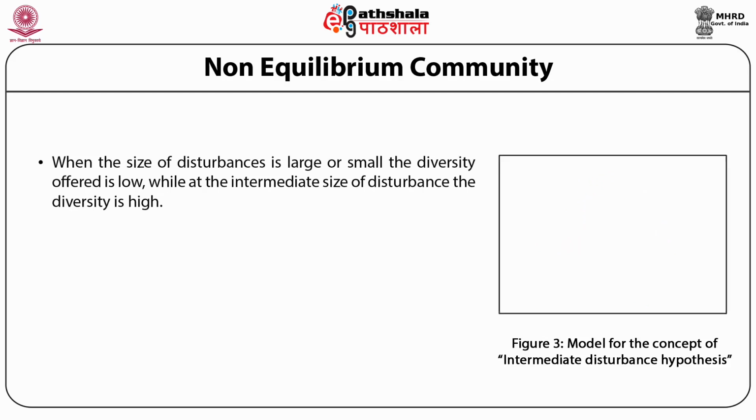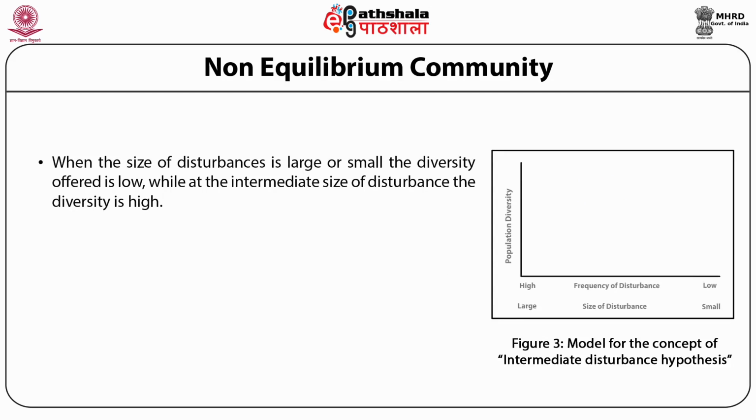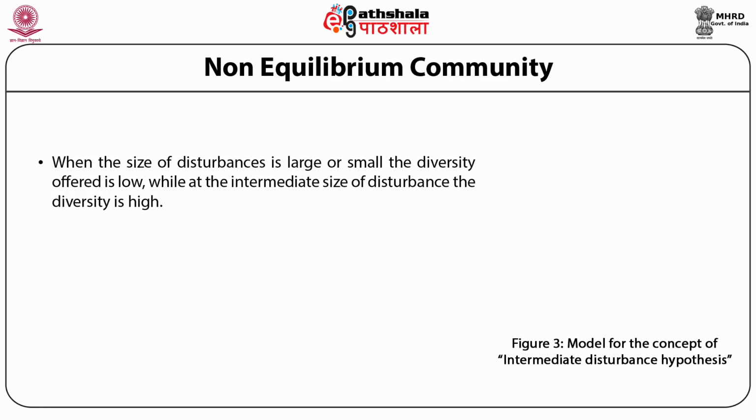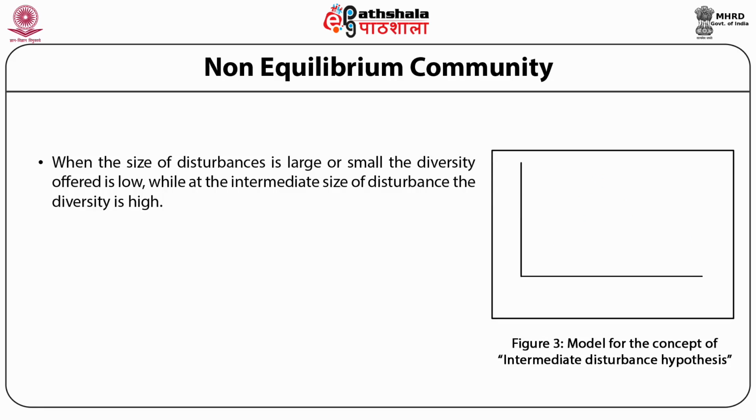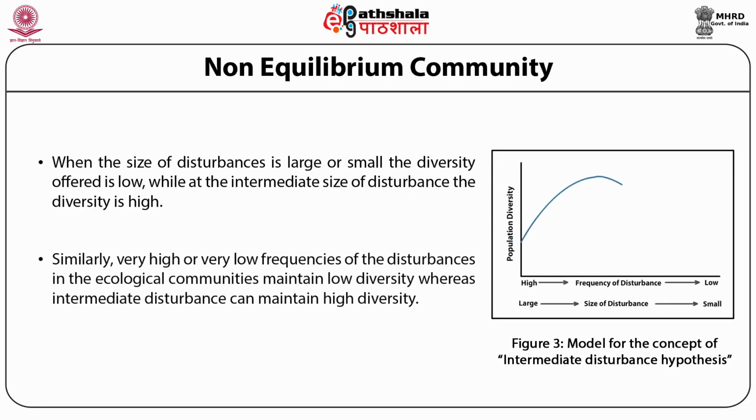When the size of disturbances is large or small, the diversity offered is low, while at the intermediate size of disturbances the diversity is high. Similarly, very high or very low frequencies of disturbances in ecological communities maintain low diversity, whereas intermediate disturbances can maintain high diversity.